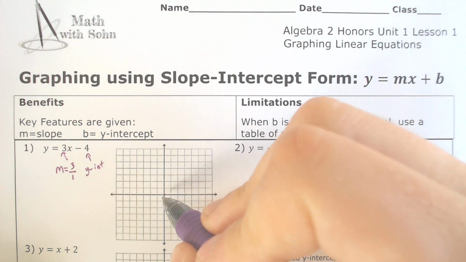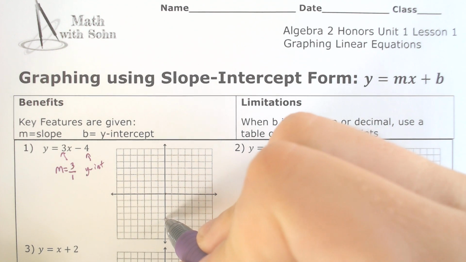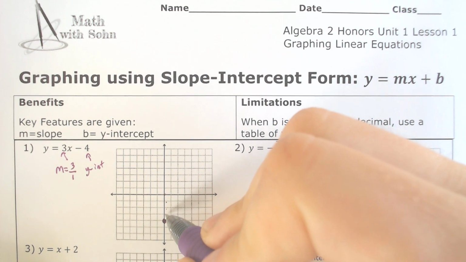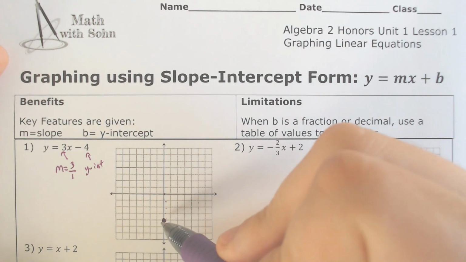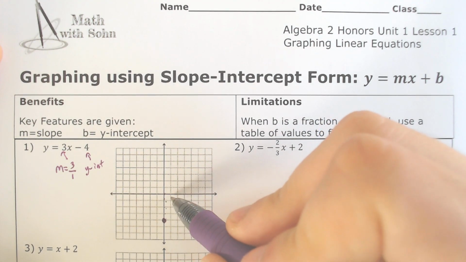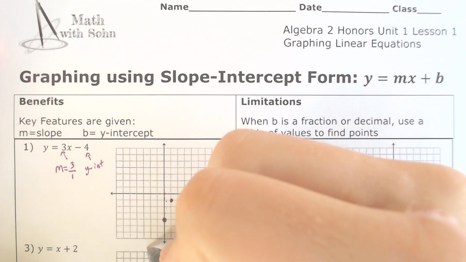So we start with the y-intercept down at -4. 1, 2, 3, 4. Hopefully I counted correctly. And then if our slope is 3 over 1, we have to go up by 3 and over by 1. And we would get a straight line.